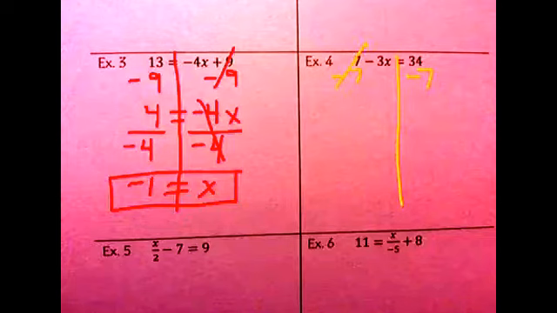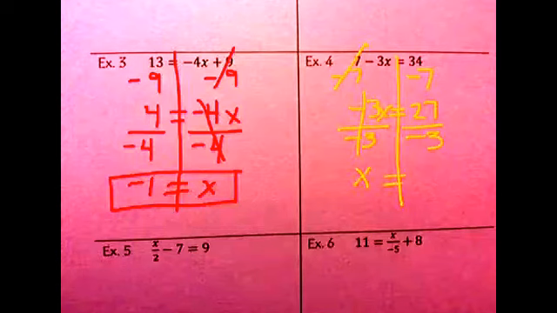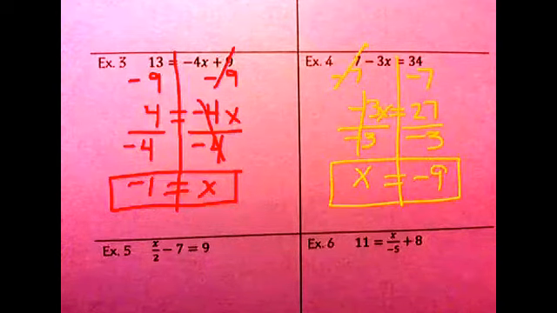These 7s will cancel out, and I'll be left with just negative 3x equals 34 minus 7, which is 27. Then I've got negative 3x. That negative 3 is attached by multiplication, so I need to divide to get rid of it. So I'm going to divide by negative 3 on both sides. These negative 3's will divide out, and I'll have just 1x equals 27 divided by negative 3, which is negative 9. So our solution for number 4 is x equals negative 9.